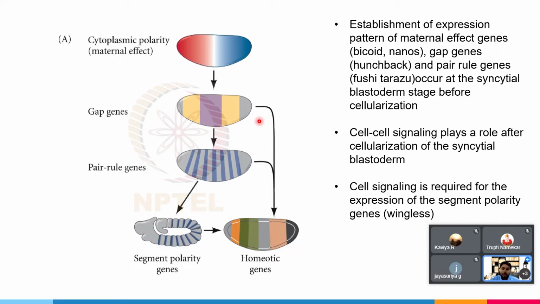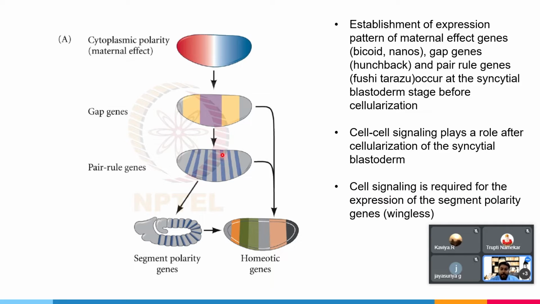The next step is cellularization of the entire blastoderm, in which individual cells are formed, and then the cytoplasm becomes different for every nucleus. So that is the point when cell-cell signaling will play a role, and that comes after the gap gene stage, as well as the pair-rule gene stage. Cell signaling is required for expression of the segment polarity gene.